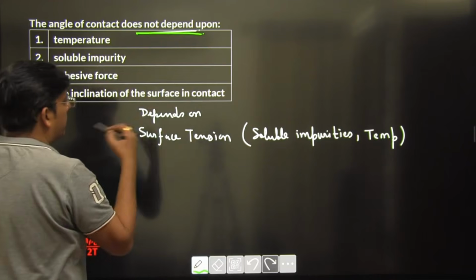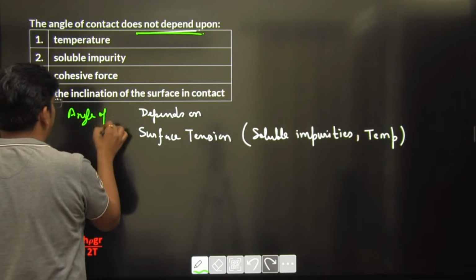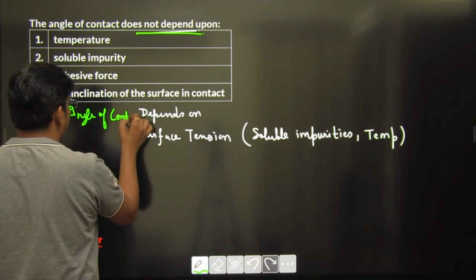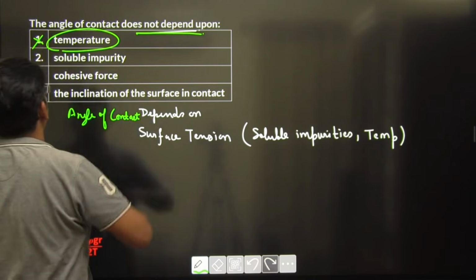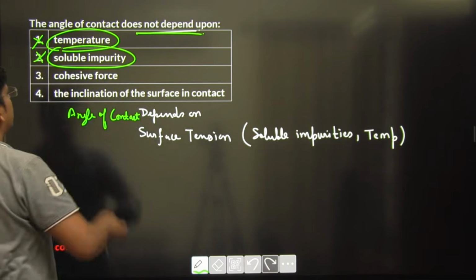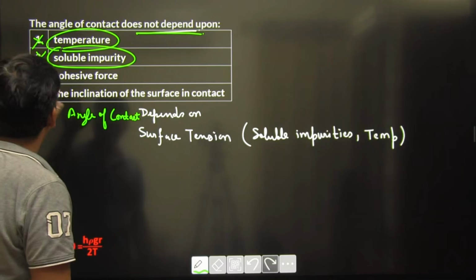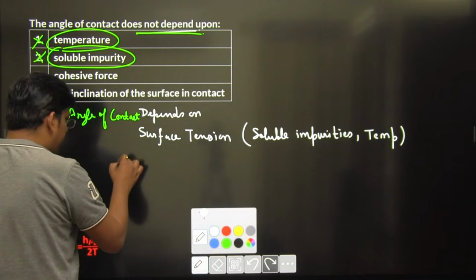So the angle of contact actually depends on surface tension, dear students, and surface tension depends on temperature. So this cannot be the answer. And obviously surface tension depends on soluble impurity. So this cannot be the answer. Cohesive force. See, dear students, let us understand this thing.